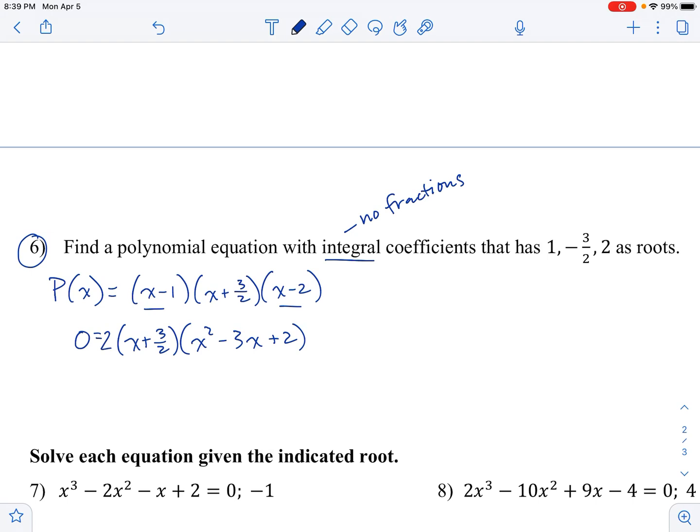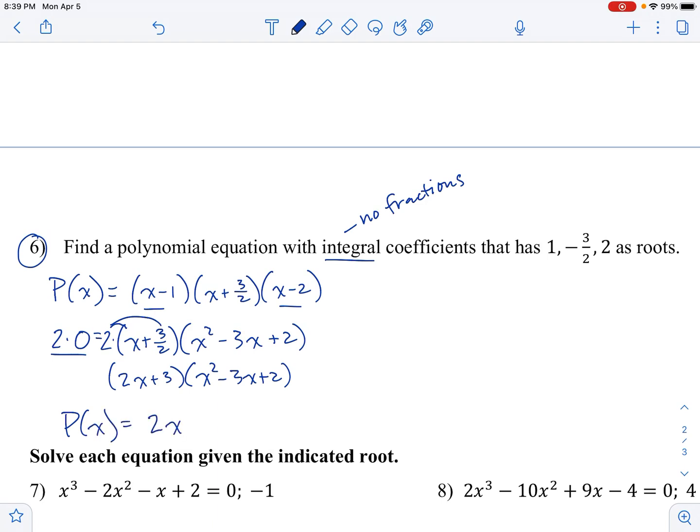So why don't I just throw a 2 out in front? And if I multiply both sides here by 2, well, this doesn't matter. And this 2, I'm going to choose to distribute into that factor. All right, so now I'm going to actually distribute 2x plus 3 into x squared minus 3x plus 2. I'm going to spare you the details. I'm just going to tell you the answer here.